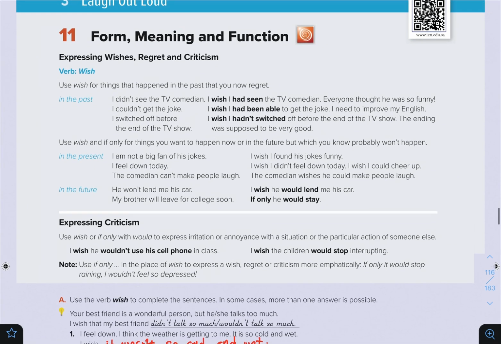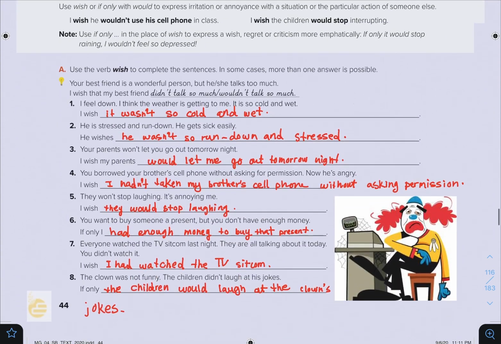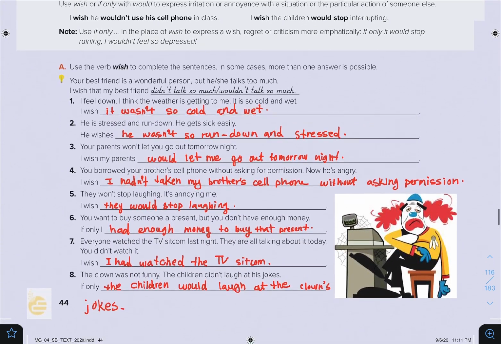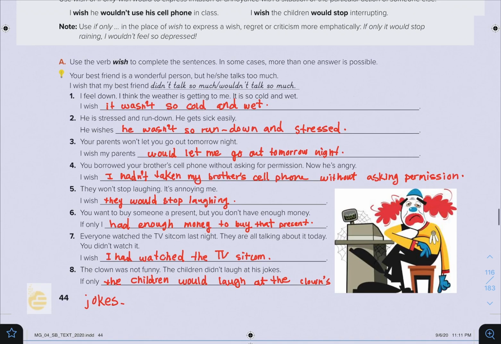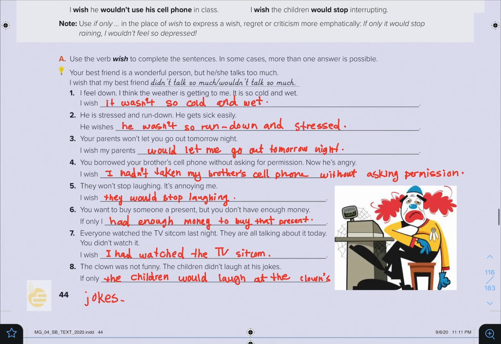Now that's it. We have talked about expressing wishes, regret, and criticism. We talked also about expressing criticism, and also we have talked about such, that, and so that. Also we talked about must, might, can, could, and so.